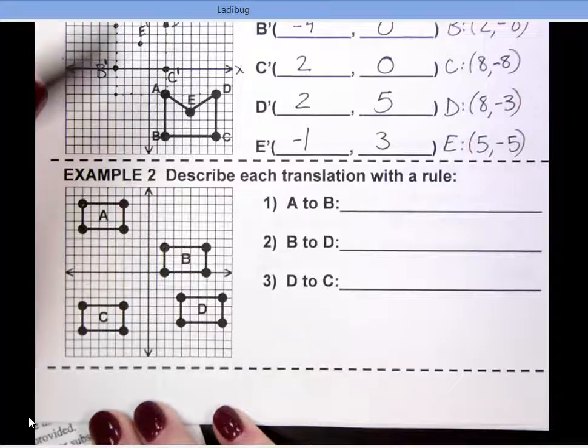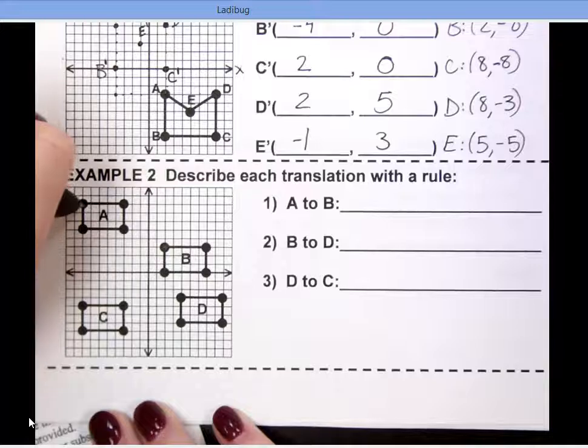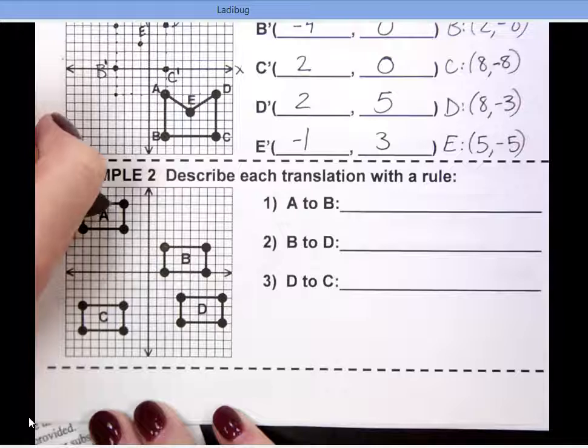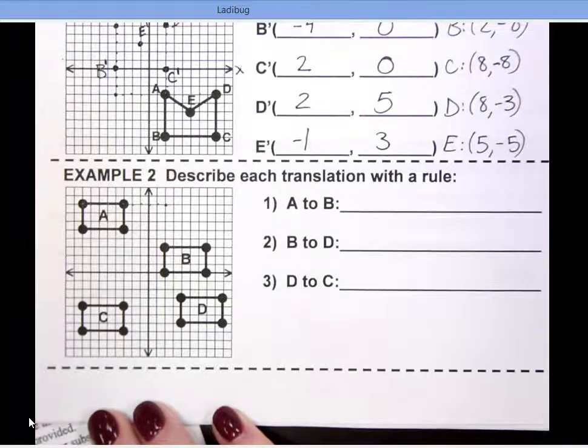Alright? So you have got A as the top left, and it moves to the right. I'm going to count 1, 2, 3, 4, 5, 6, 7, 8, 9, 10. So the change for the x value, it adds 10 going from A to B.